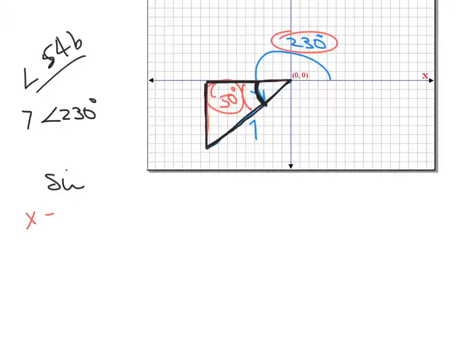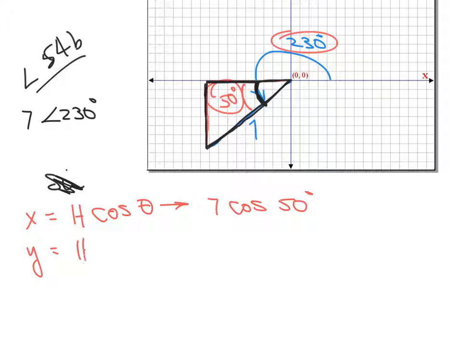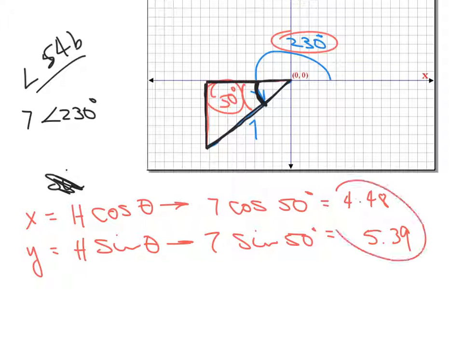So when I am looking for the x value, this length right here, I am going to write x equals the hypotenuse times cosine of theta, which in this case is 7 cosine of 50 degrees. My y value is going to be h sine of theta, or 7 sine of 50 degrees. So when I take the cosine of 50, multiply it by 7, and the sine of 50 and multiply it by 7, I'm going to get 4.48, and I'm also going to get 5.39.